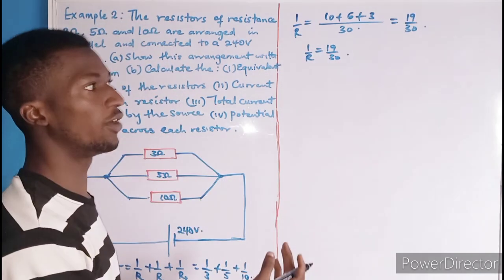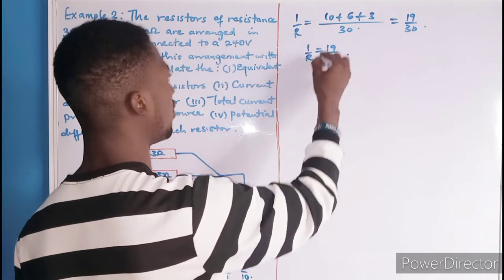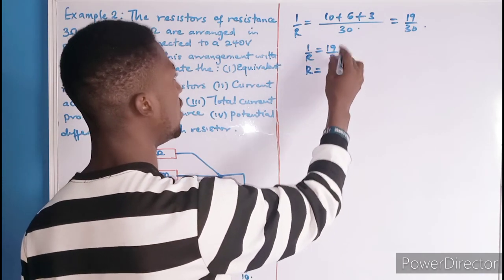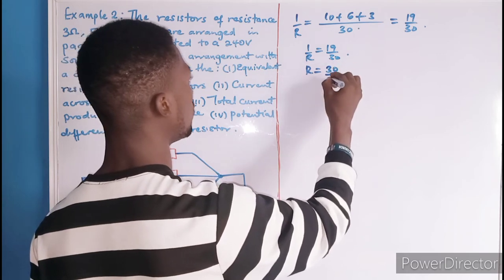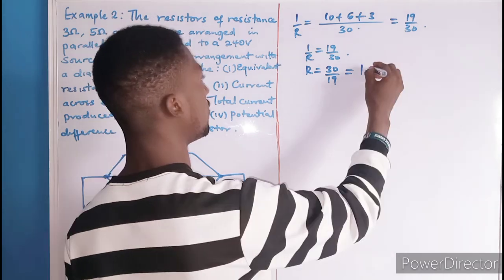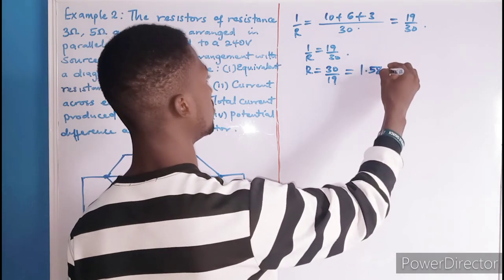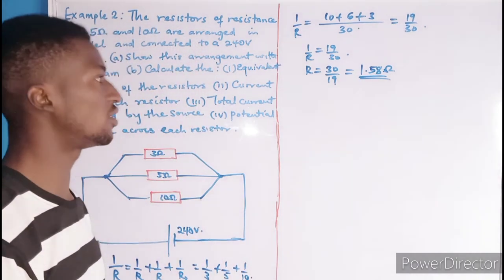So do you know what we do here? We have to reciprocate. Reciprocate here and reciprocate here. When we come down, R will go up. You see, R equals 30 goes up, and your 19 comes down. You have 30 over 19. And what do you have? You have 1.58 ohms. So that is your equivalent resistance of the resistors.